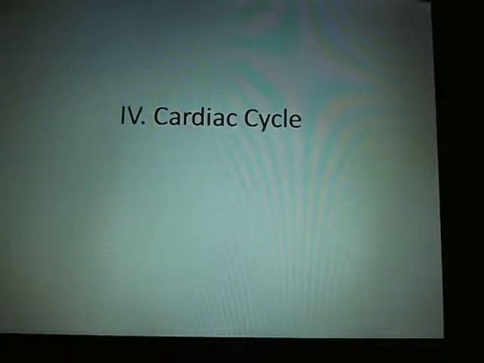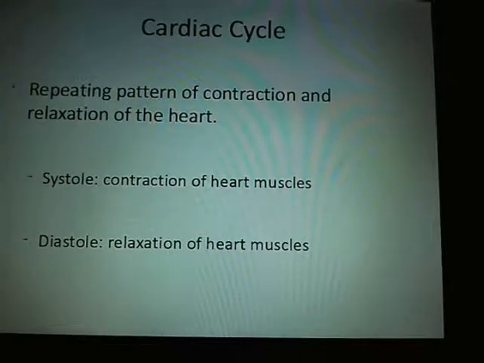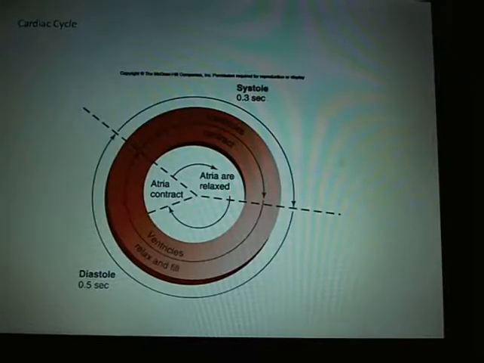Okay, cardiac cycle. The cardiac cycle is a repeating contraction and relaxation of the heart. Systole is the contraction of the heart muscles. Diastole is the relaxation. So when you're reading your blood pressure, 120/80, systole is 120, and the 80 is the diastole, where the heart muscles are relaxing. And here is a diagram of the contractions.